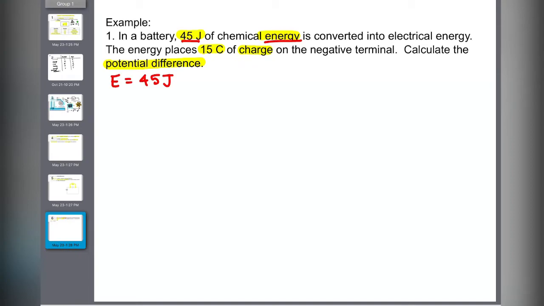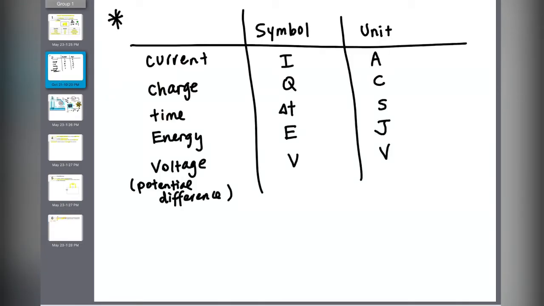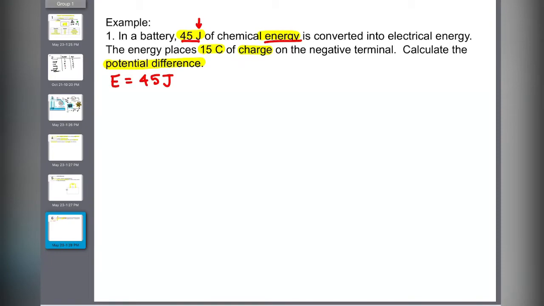Even if the question doesn't say chemical energy and all those stuff, when you see the unit of joules, 45 joules, you're going to come back to this chart that you made. I look at what is measured in joules. I take a look at the symbol. It is capital E, energy. I write energy equals 45 joules. Okay, now it has 15 C, 15 coulombs. What's the symbol? What do you put in front of here?